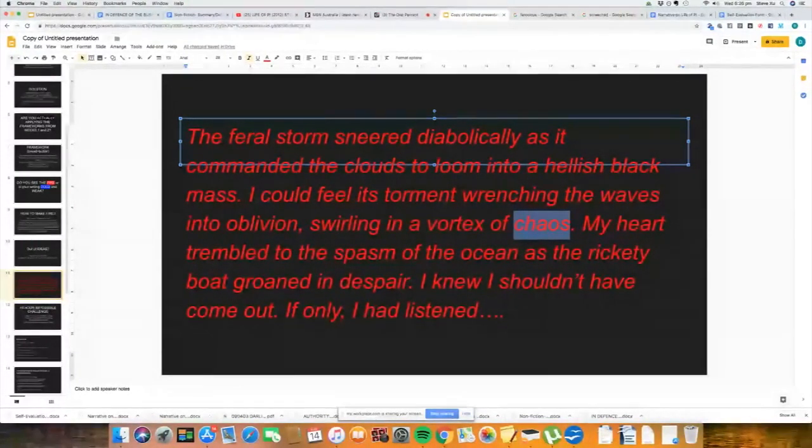My heart trembled into the spasm, trembled to the spasm of the ocean. Again, I'm personifying the ocean, but also spasm. Spasm means when someone's uncontrollable, when they're chucking a fit, right? My heart trembled. There I know that I'm fearful. The rickety boat groaned in despair. So we know the boat is helpless. We know that the character feels helpless.